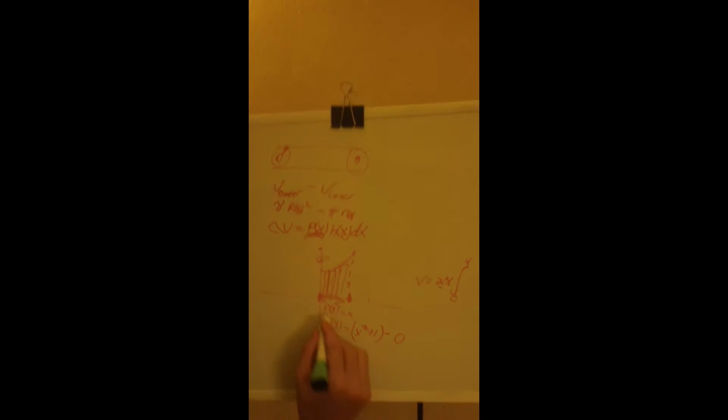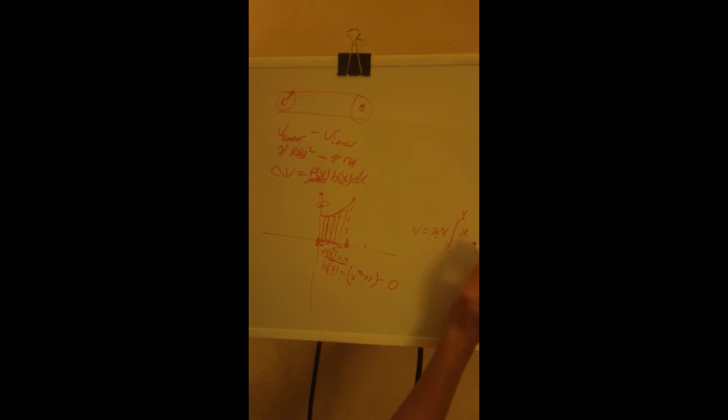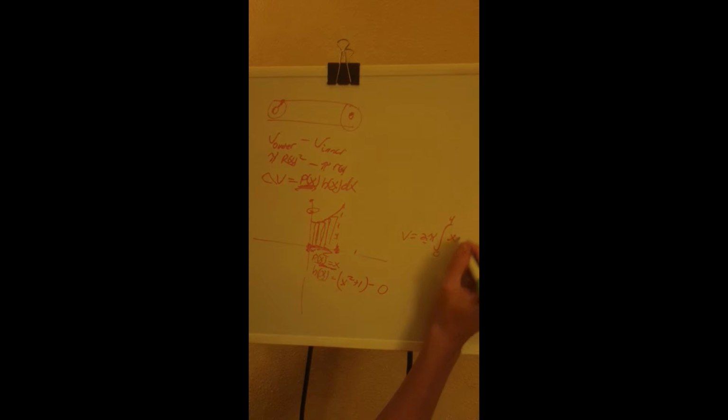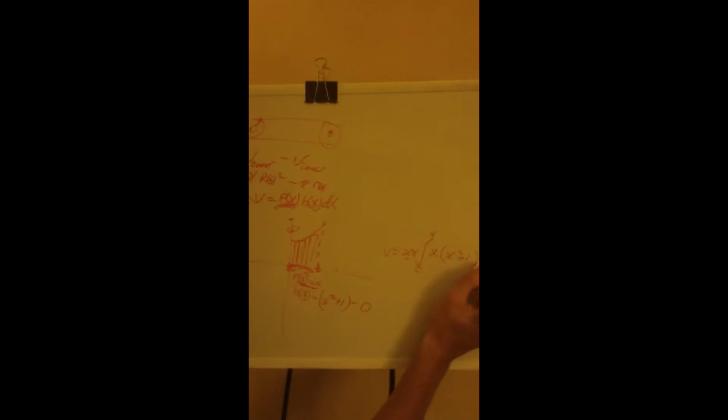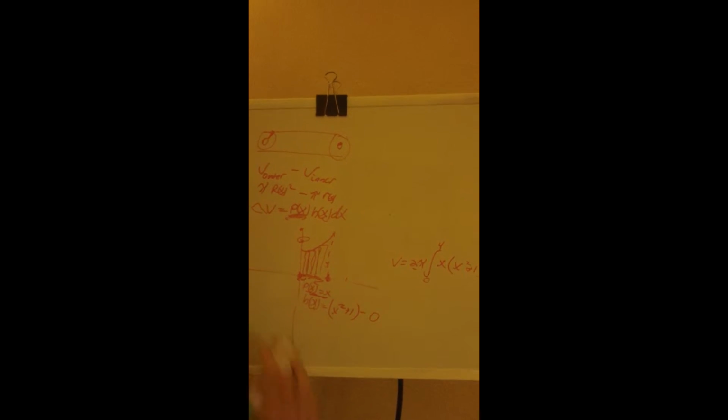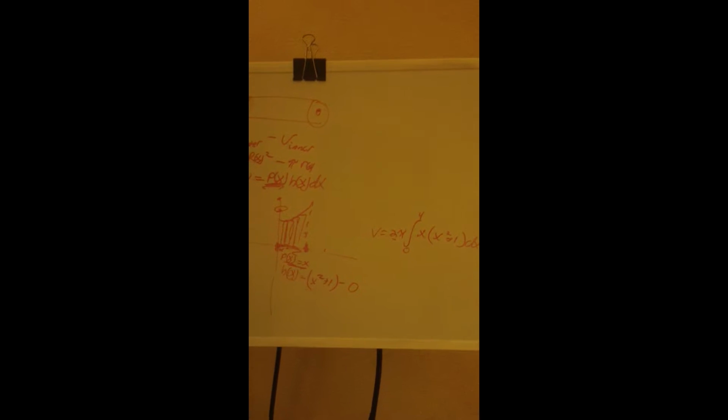Now you just set it up with p of x, x, and then times h of x, which is x squared plus 1 with respect to x. And you integrate this, and you'll get the volume.